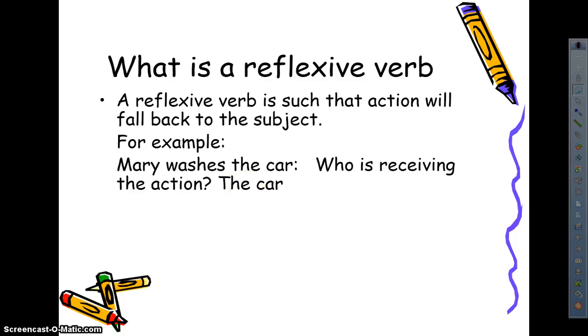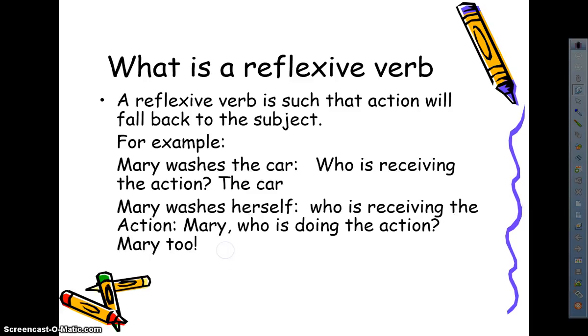Okay, so here you have an example. Mary washes the car. Who is receiving the action? The car. Okay? So Mary washes herself. Who is receiving the action? Okay. So she's doing the action and also she's receiving it. Okay?